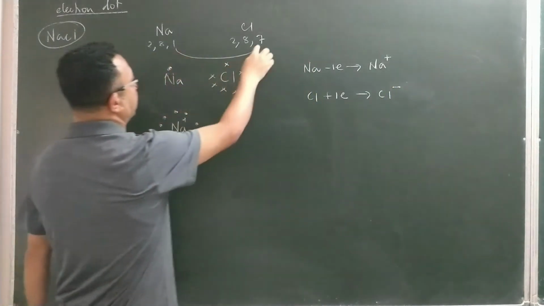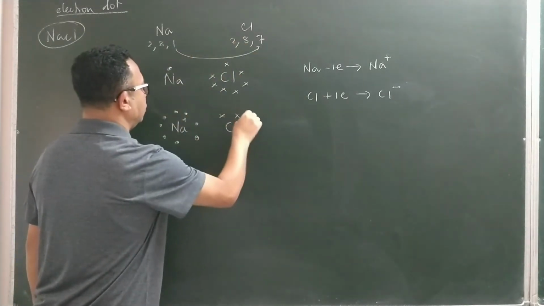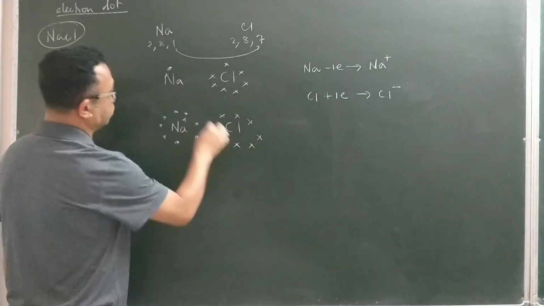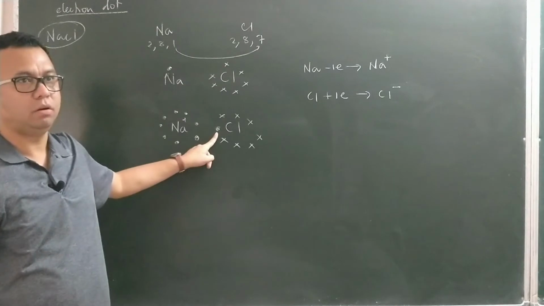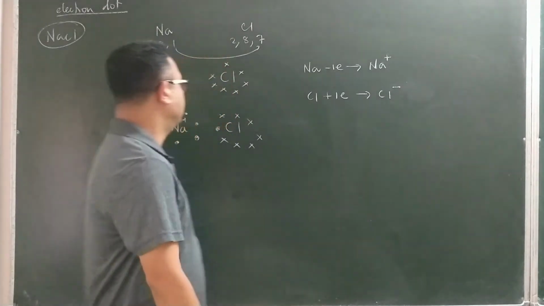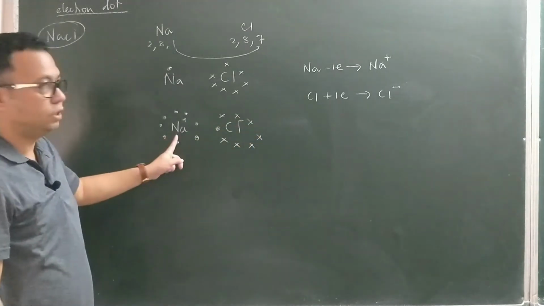Now, as chlorine got one electron, the outermost shell of chlorine is becoming 8 now. 1, 2, 3, 4, 5, 6, 7, and 1 electron which it received from sodium. So that's what I'm representing by a dot. So if you really count, the total number of electrons in the chloride ion is 8. So this one is also 8.